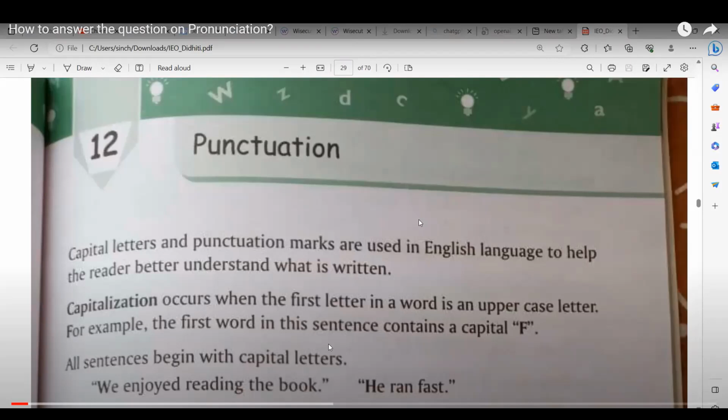Is it clear to everyone, both Ashmita and Tuhin? Yes, ma'am. Tuhin, is it clear to you, beta? Tuhin, is it clear to you? Yes, ma'am. Great.